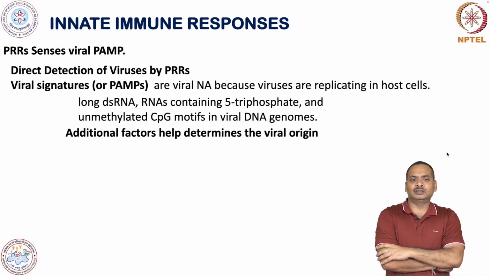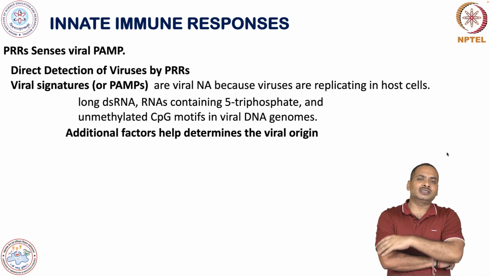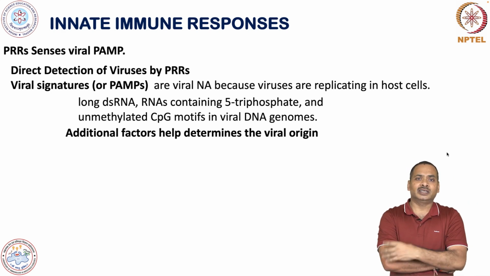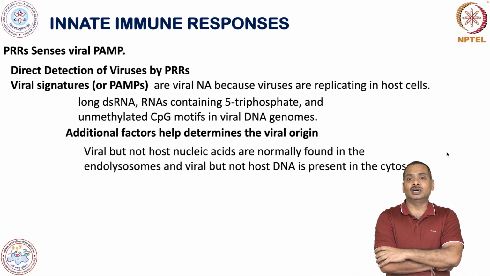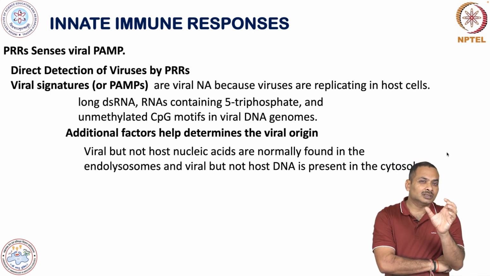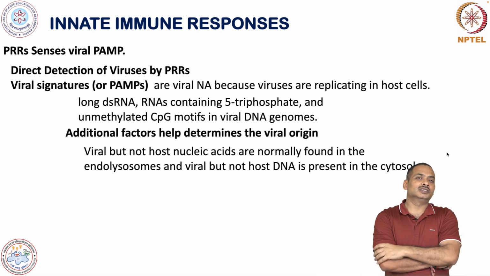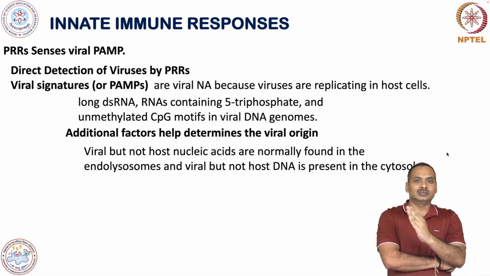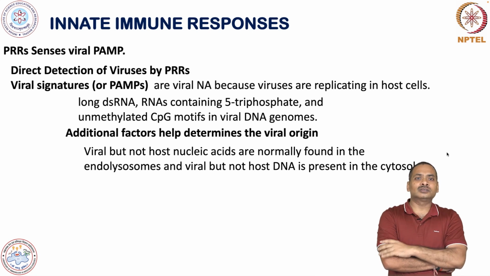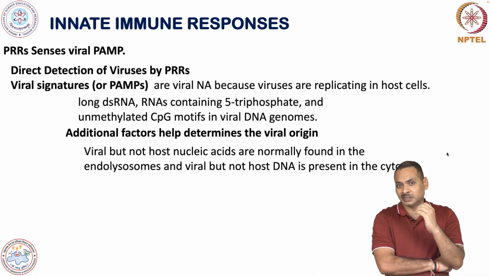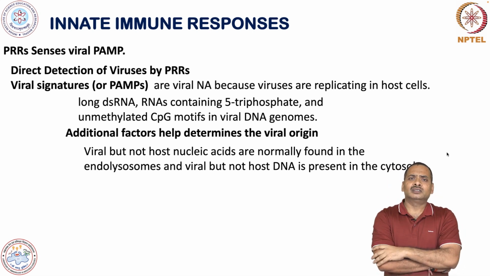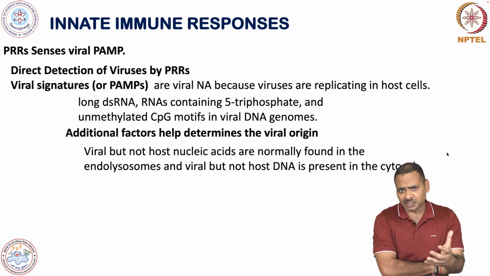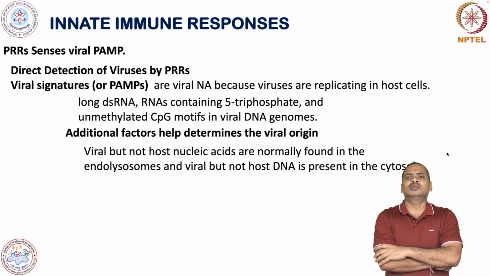Additional factors also help in determining that the nucleic acid is from viral origin. As I told you, viral but not host nucleic acid are normally found in endolysosomes. So generally in the endolysosome the viral origin nucleic acid is present. So this location is also a trigger for the activation of antiviral responses after recognition of this nucleic acid in a particular location.